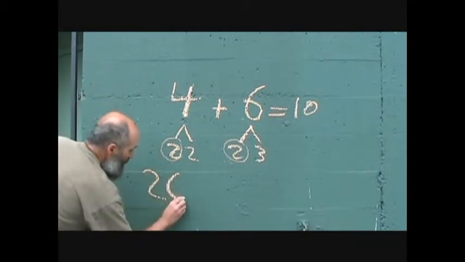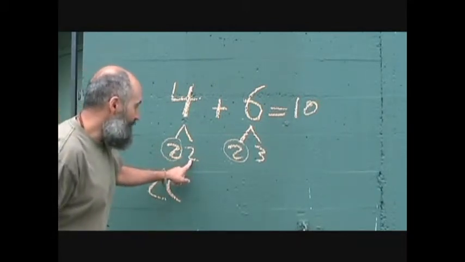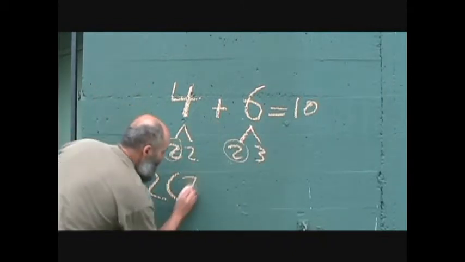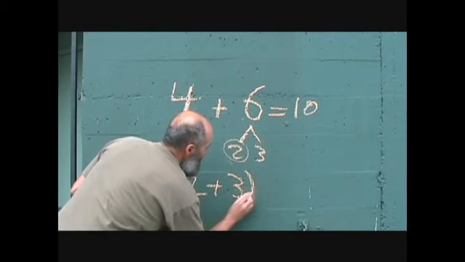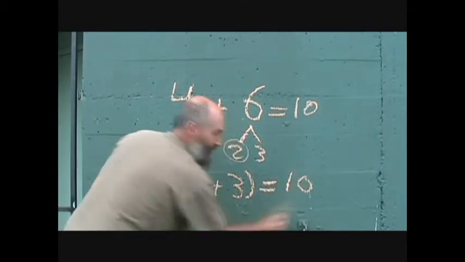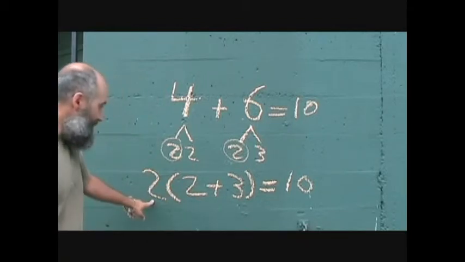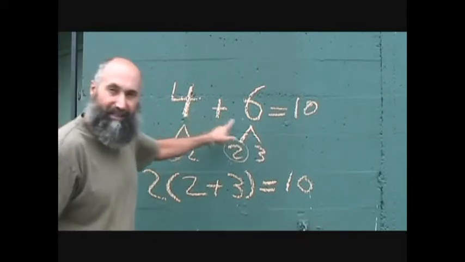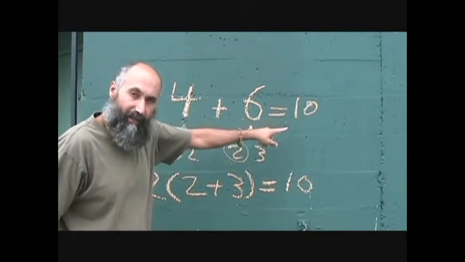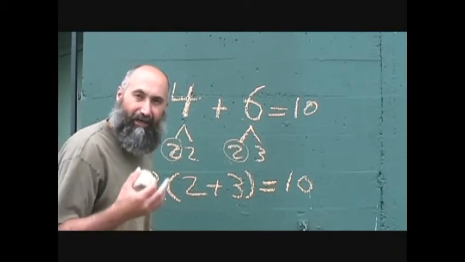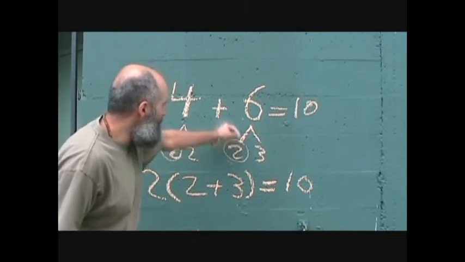So that becomes 2. What's left here is a 2 and a 3, added together, right? So what you do is you go 2 times the quantity 2 plus 3, which is equal to 10, right? So 2 plus 3 is 5, times 2 is 10. That's the same thing as 4 plus 6 is 10, right? This is the basic principle, the basic idea of doing a GCF, taking out a GCF from an equation.